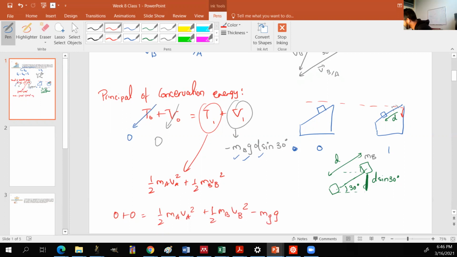minus mbg d sine 30 degrees. That is equation number 1. And here, ma is known, all the masses are known. This is mb. Gravity is obviously known, d is known, 30 degrees are known. So you only have two unknowns. You have VA and you have VB. All right, so that goes in there.